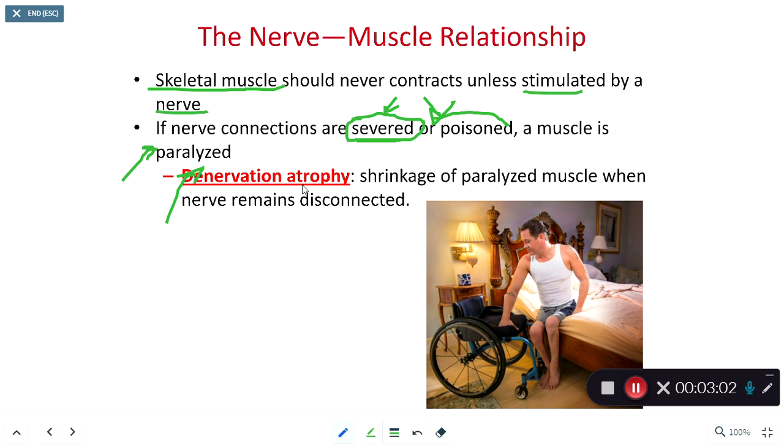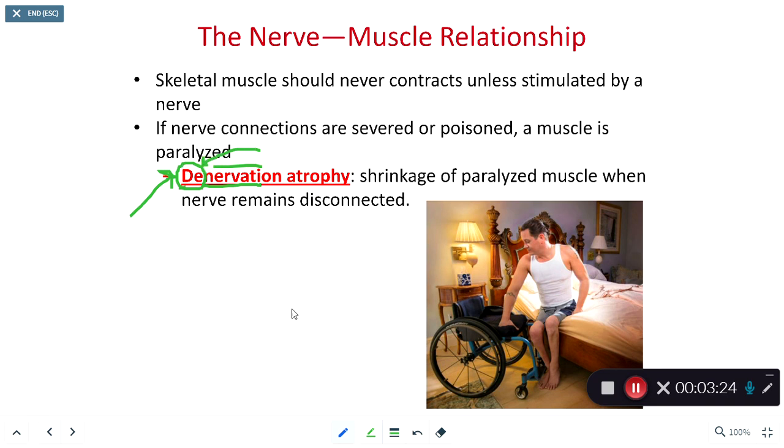So trophy refers to growth. A means without. So atrophy means shrinkage of the cells. The cells get smaller. And when we look at denervation atrophy, cells are getting smaller because they no longer have innervation. The innervation has been removed, de- meaning without.